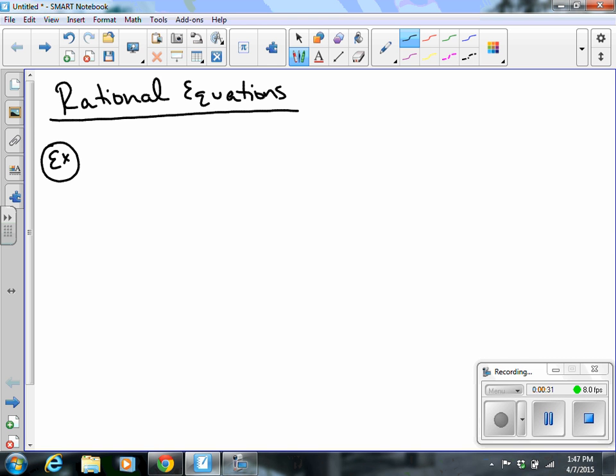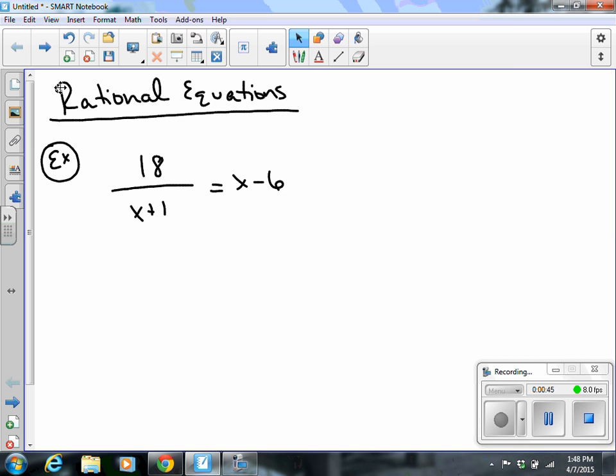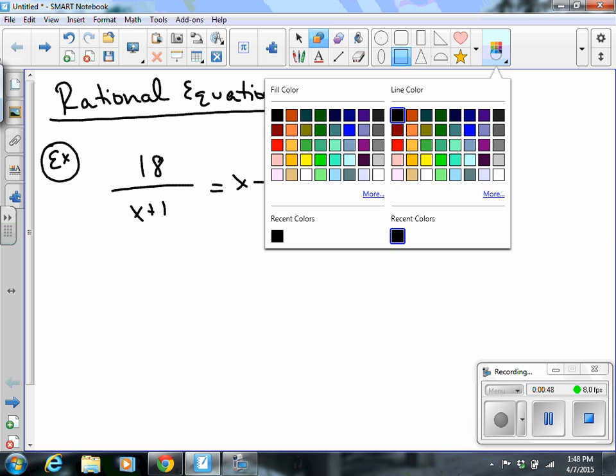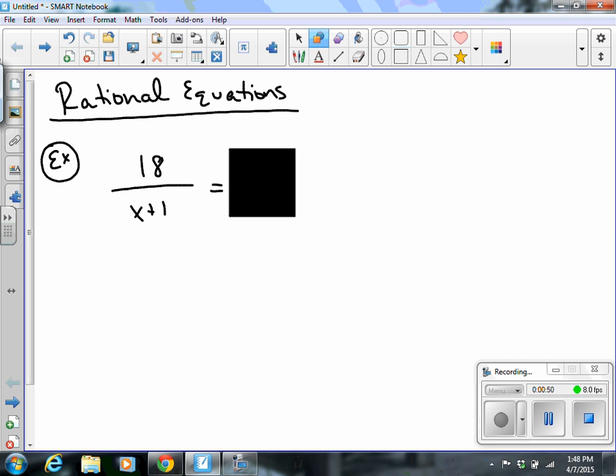So for instance, let's say that I had 18 over x plus 1 equals x minus 6. Okay, so if I were looking at any type of fraction, my goal here, if I'm looking just at this left side, if I was looking at this fraction and I wanted to get that x, first thing I'm going to do is multiply both sides by the denominator in order to get rid of the fraction.